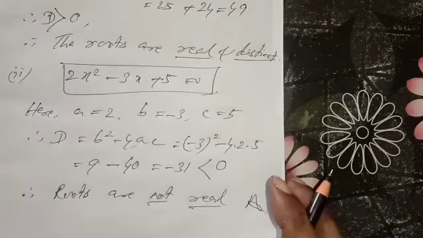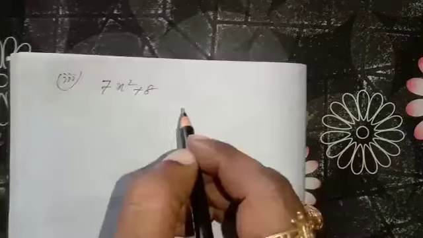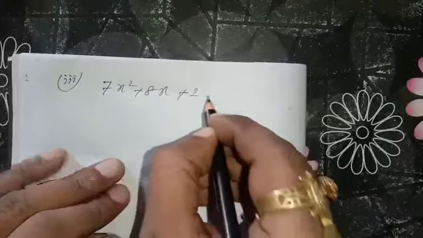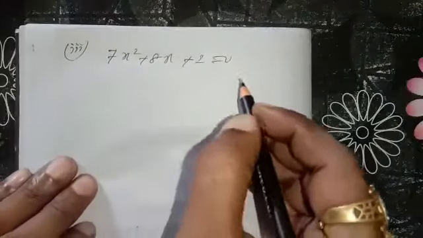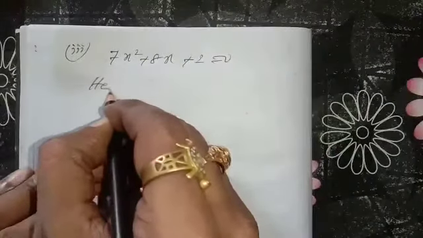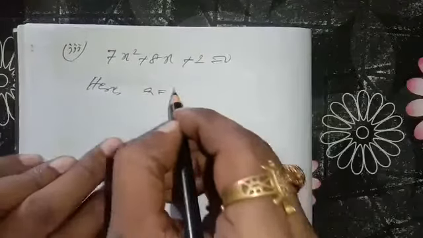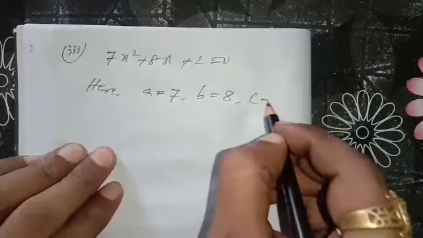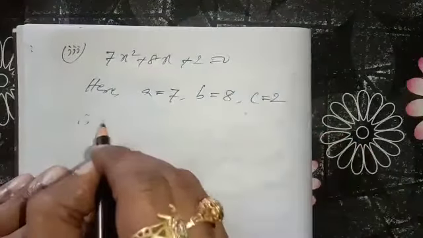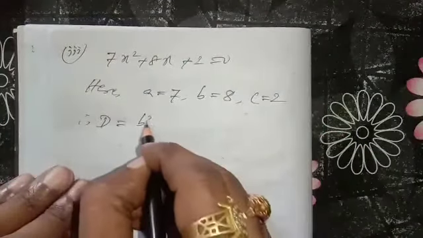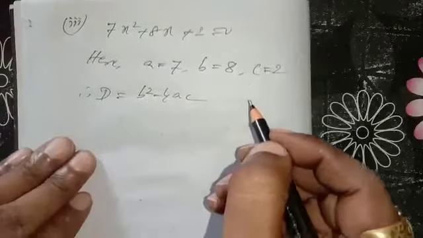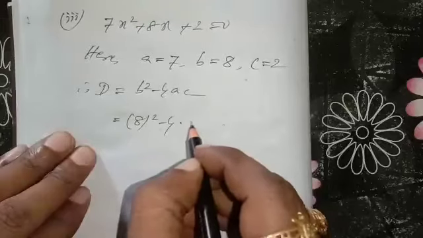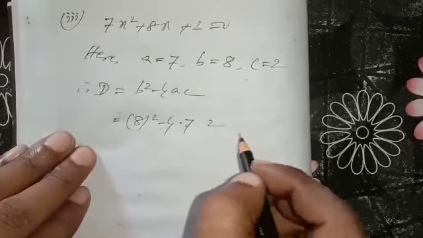In this way, the second part question completed. Let us go next part. Next, third part question given 7x square plus 8x plus 2 equal to 0. So first of all, you have to find out what is A. A means the coefficient of x square, 7. B, coefficient of x, that is plus 8. C, constant term, that is 2. After that, you find discriminant, that is D. B square minus 4AC. So B equal to how much? 8. 8 whole square minus 4, A means 7, C means 2.